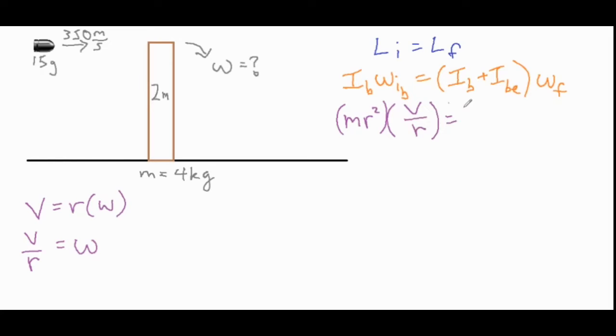And then on the other side, we have the I of the bullet, which we said is the mr squared, plus the I of the beam. And the beam is going to be 1/3 r squared because it's a rod rotating about its end right there. And then we're going to be finding the omega f. So what we can do is we can cancel a few things out, plug in some of our number values, and then we'll see what we get for our omega f value.